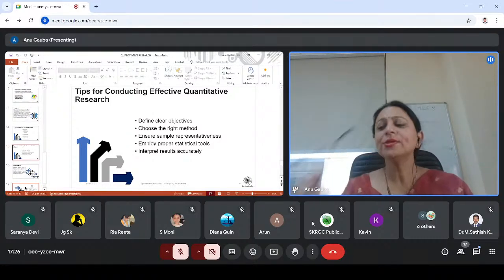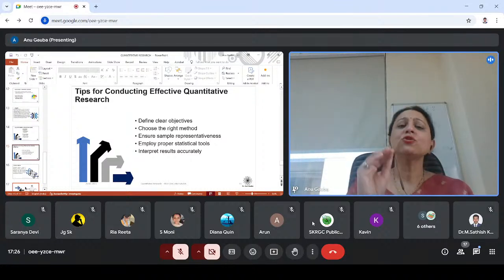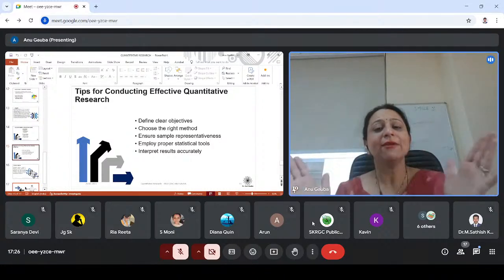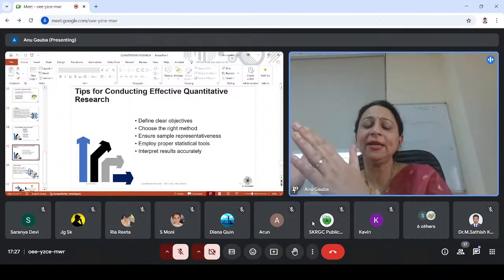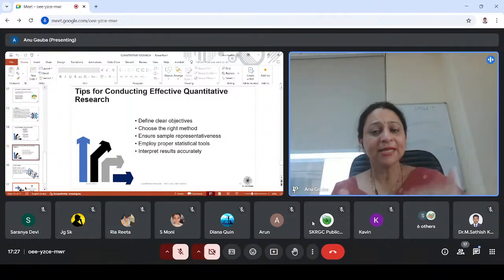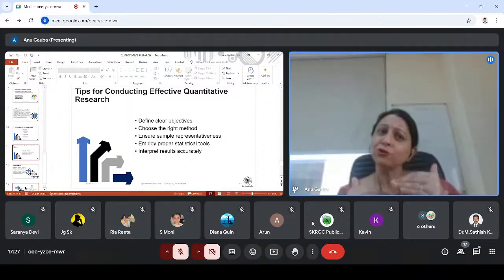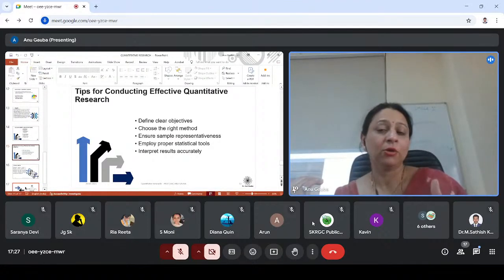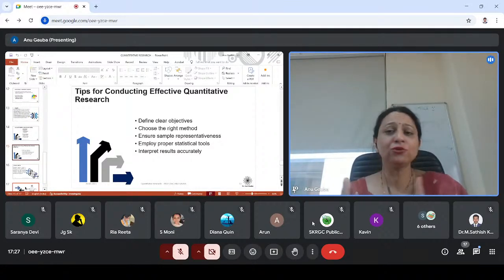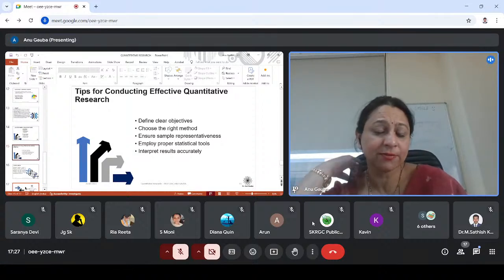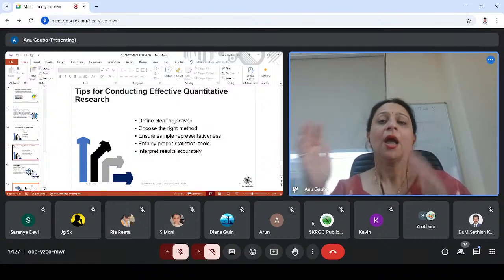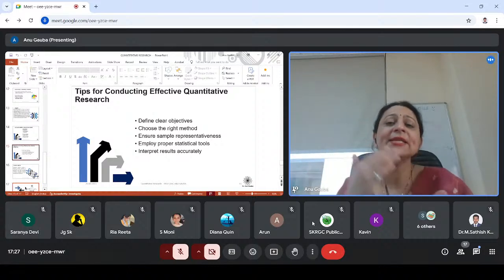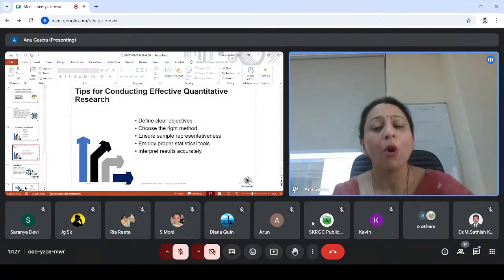Second thing, choose the right method. Try to follow the right method. Make yourself clear: this is my study, this is my research, these are my objectives. I'm going to follow the descriptive method, or the quasi experimental method, or the pre experimental research design, right? Make sure you choose the right method so that the analysis can be conducted in a proper way.